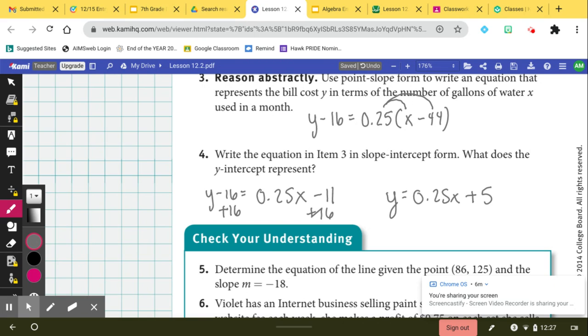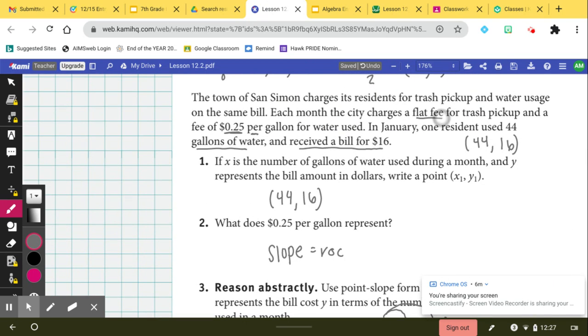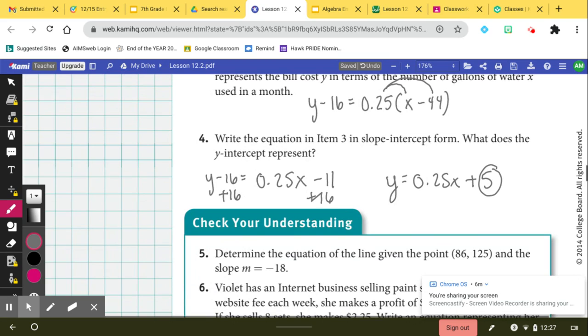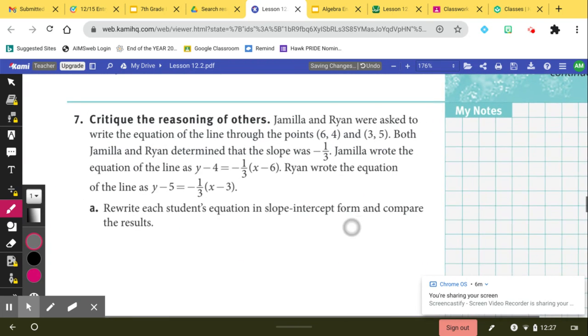And then it says, what does the y-intercept represent? Well, 5 is my y-intercept, and that must be the flat fee for trash pickup. So that is my flat fee. Perfect. All right, going back down some more.